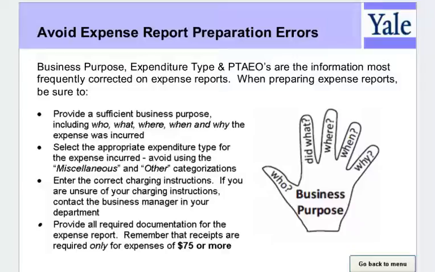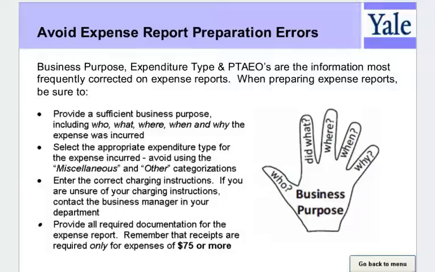To reduce the number of errors, there are a number of items you will need to check for when preparing an expense report as outlined on the screen. For example, be sure to include a sufficient business purpose that communicates why the expense is valid. It should respond to the 5 W's, the who, what, where, when, and why.